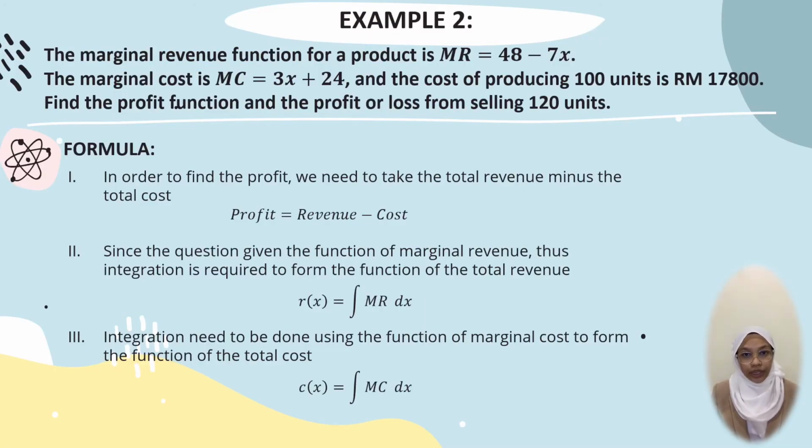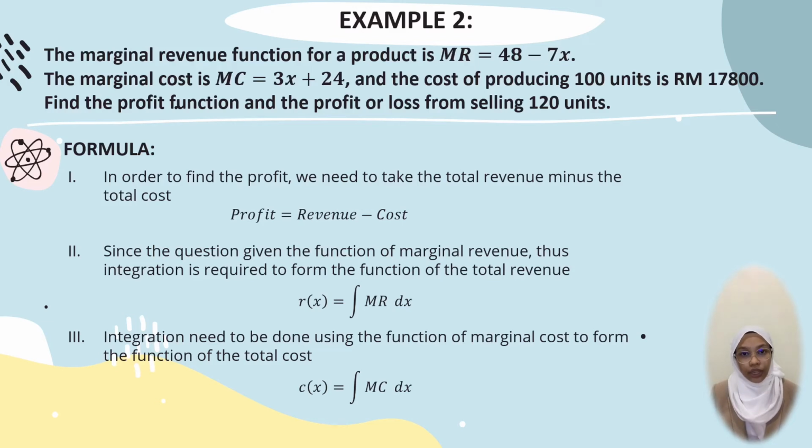We assume that the marginal revenue function for the product is MR equals 48 minus 7x. The marginal cost is MC equals 3x plus 24. And the cost of producing 100 units is 17,800 ringgit. Now, let's find the profit function and the profit or loss from selling 120 units of the product.